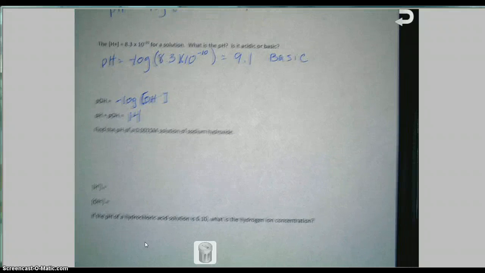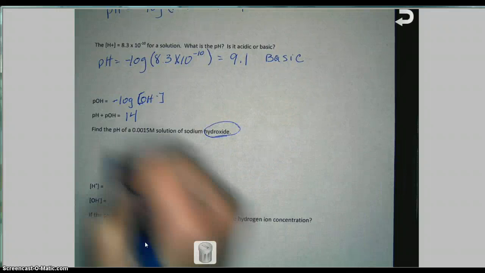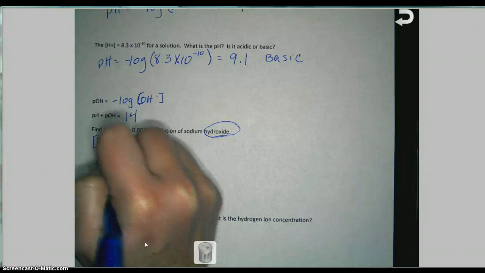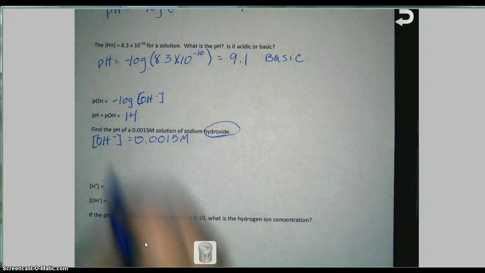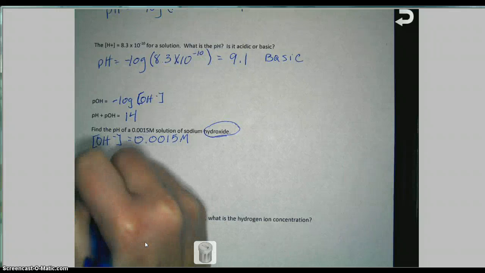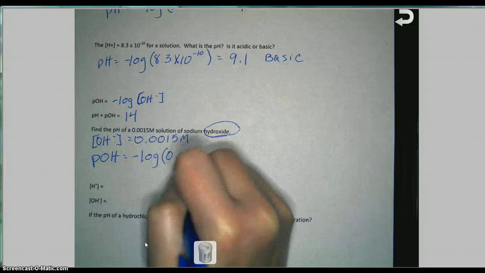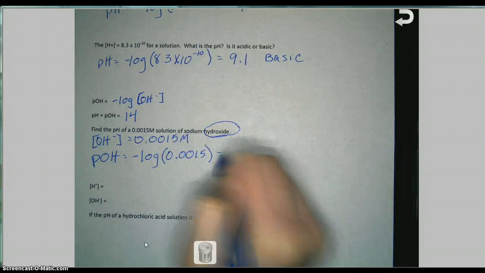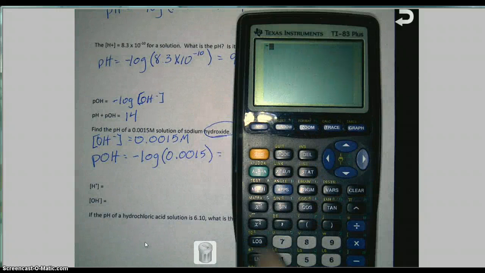14. Okay, find the pH of a 0.0015 molar solution of sodium hydroxide. That means the hydroxide ion concentration is 0.0015 molar. So if we know the hydroxide ion concentration, we can find the pOH. Okay, so calculator. Negative log 0.0015 equals 2.8.